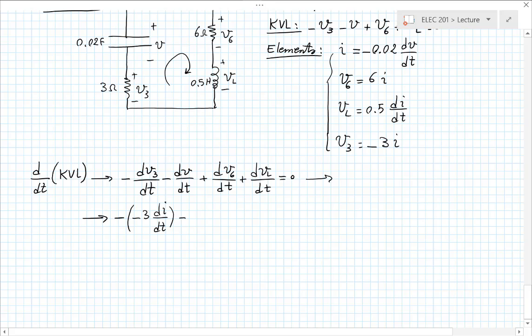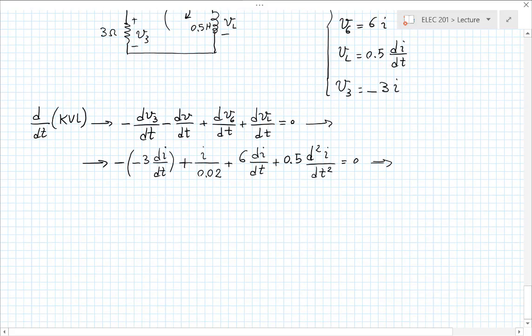Now look at the first equation, the capacitor current, I equals minus 0.02 dv by dt. So from there, I have minus dv by dt directly. And so that would be I divided by 0.02. So that's simply plus I divided by 0.02 plus dv6 by dt, which is plus 6 times di by dt. And finally, plus dvl by dt. And again, going back to the question we had earlier, you see where that second order derivative comes from: the fact that you had both the capacitor and the inductor. So plus 0.5 d by dt of di by dt, which will give you the second derivative. So this is your equation.